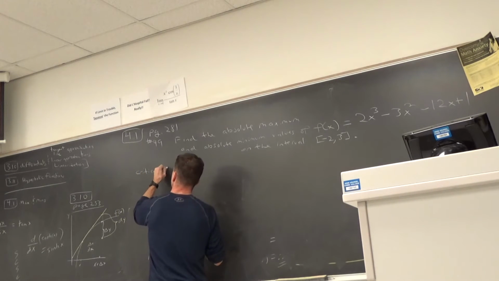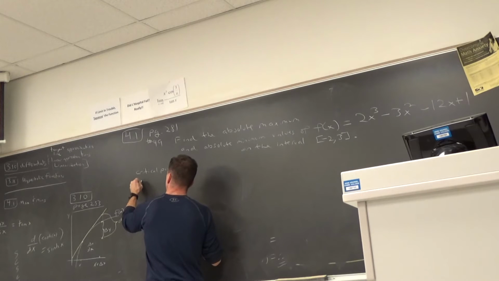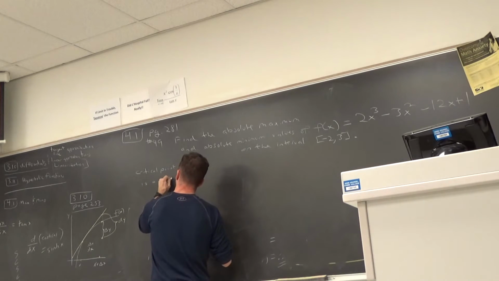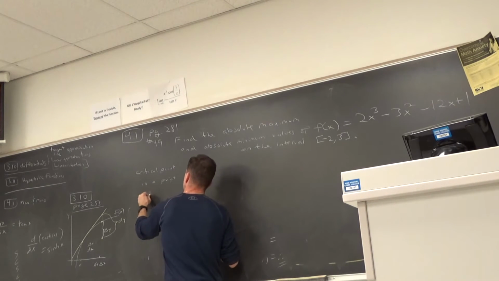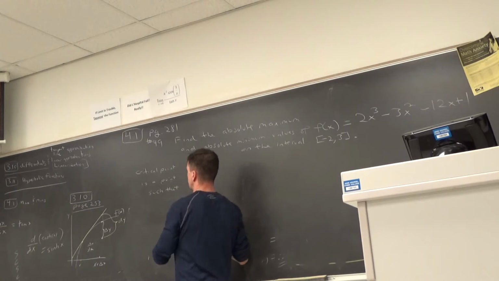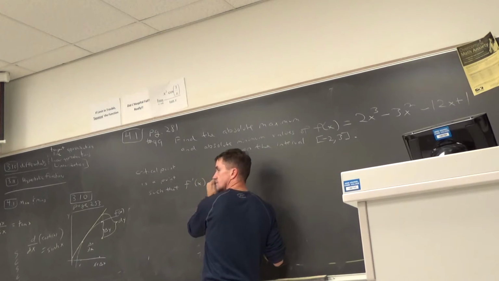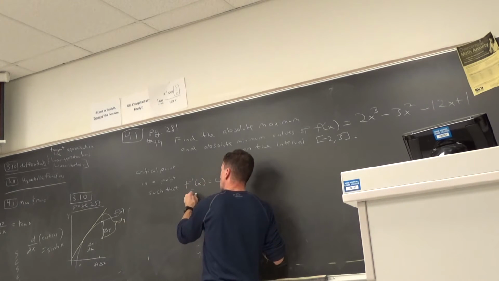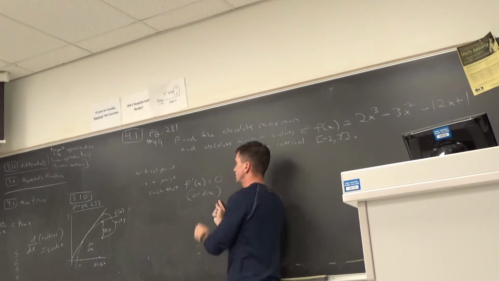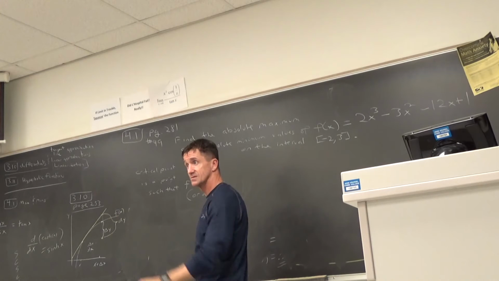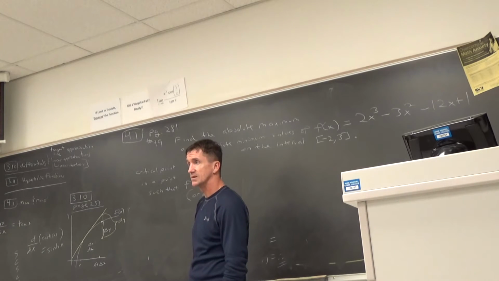A critical point is a point such that f prime of x is equal to what number? 0. And then I'm going to put in parentheses, or what? Yeah, just put a D in it, for cases like yours, Jess. It is a value that doesn't exist.